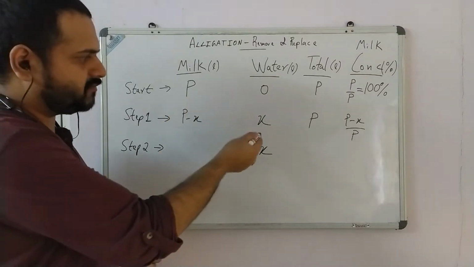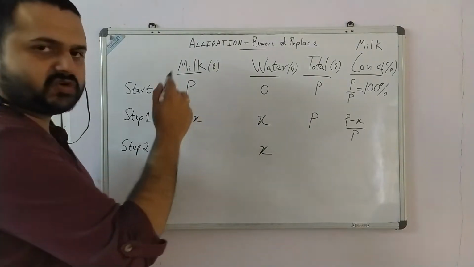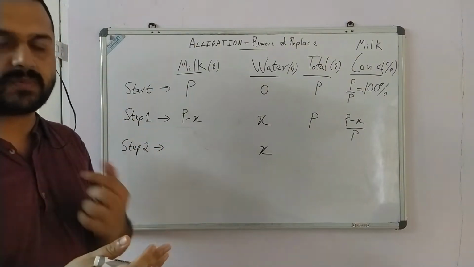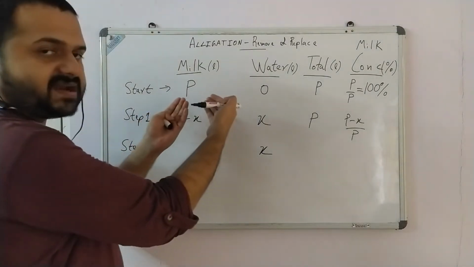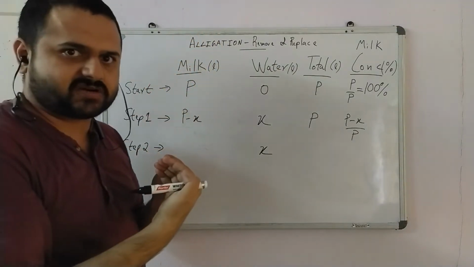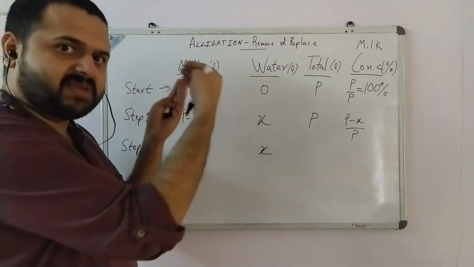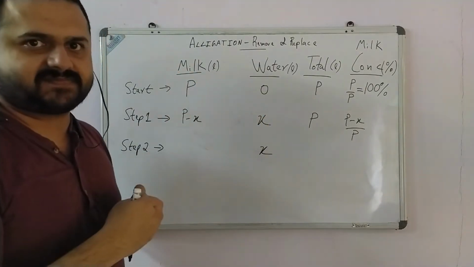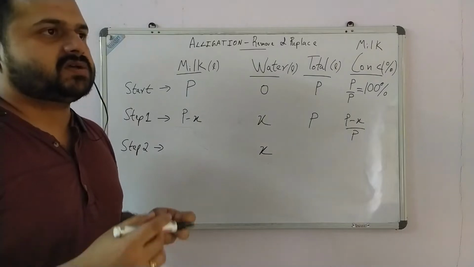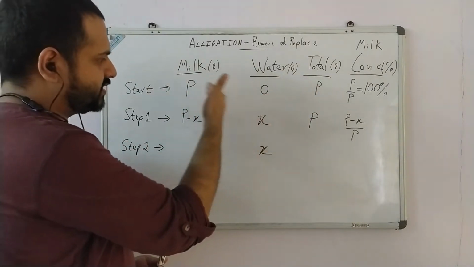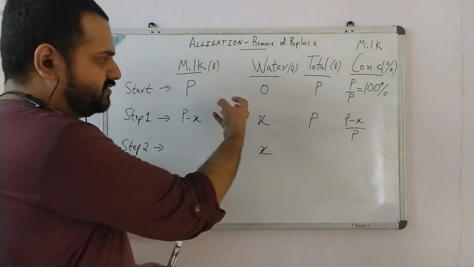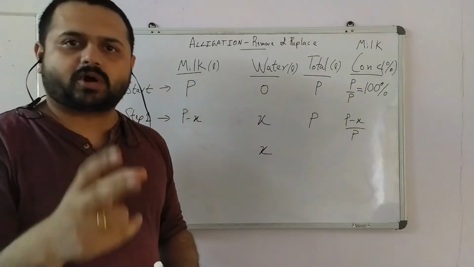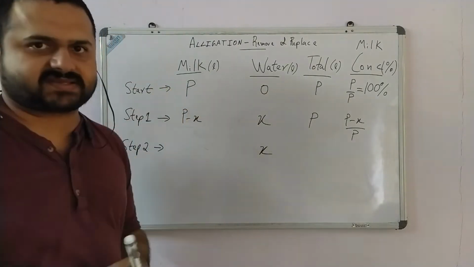And what is the ratio of water and milk in this mixture? X is to P minus X, correct? So there is X proportion of water and P minus X proportion of milk. So now if I remove X liters of this mixture, what happens is that mixture will also contain water and milk in the proportion X is to P minus X. That is the simple concept here, right? So even if you take a small sample out of that which is equal to X liters, that will also contain water and milk in the ratio X is to P minus X, correct?